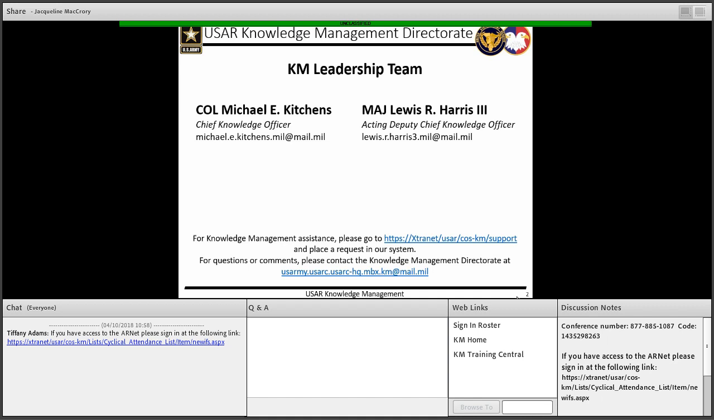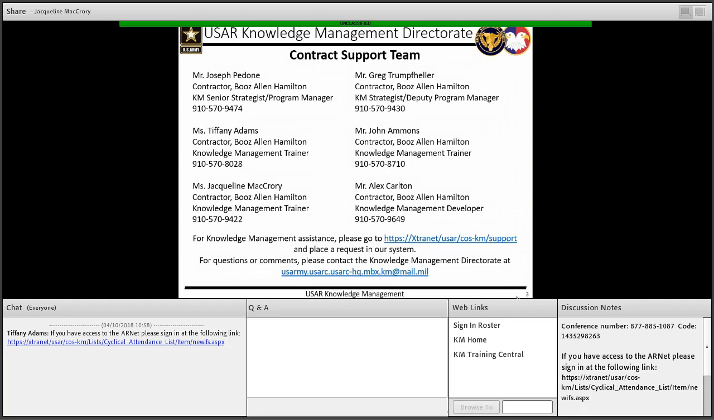And this is our contract support team. My name is Jackie McCrory. I'm on the bottom left side there. I'm one of the trainers on the team. And I'm joined here today by Joe Padone. He's our program manager. And Tiffany Adams, she's our senior trainer.